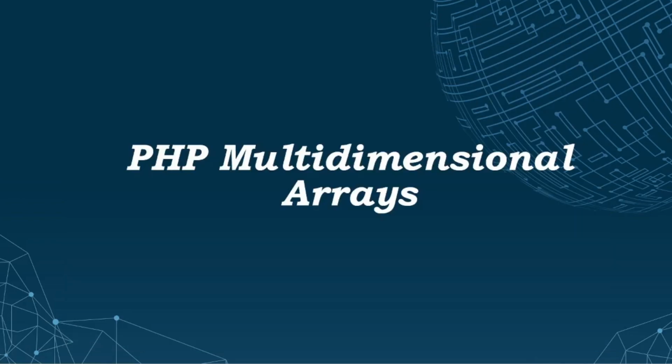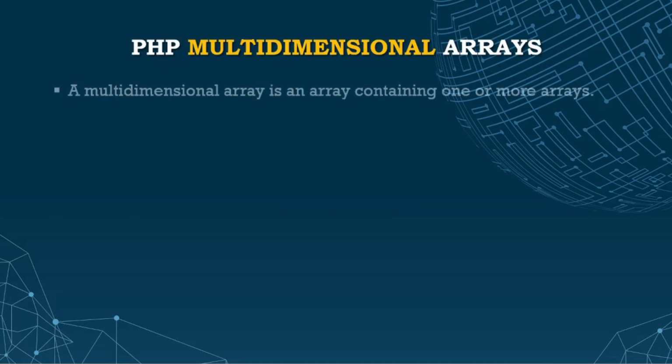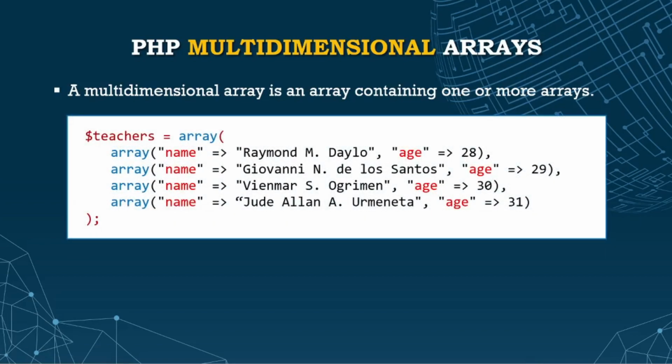Okay, so ngayon naman pag-usapan natin yung PHP Multidimensional Arrays. So, multidimensional array is an array containing one or more arrays. So, something like this. We have the array sa labas, okay? And then sa loob, mayroon na namang array.